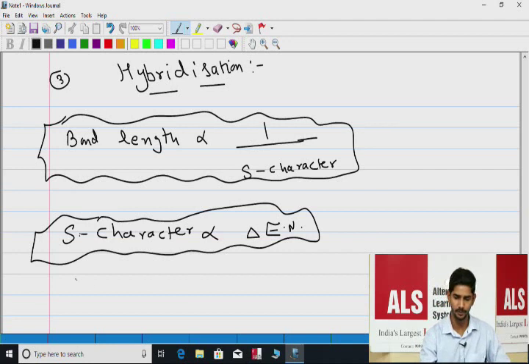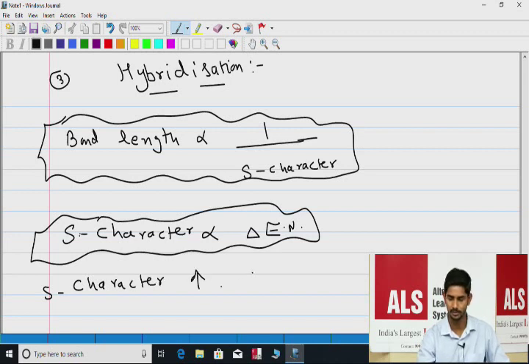Now, remember one thing. If S character increases, electronegativity will also increase. I'll tell you how we will determine the S character.